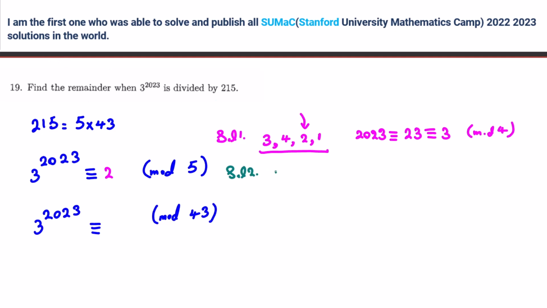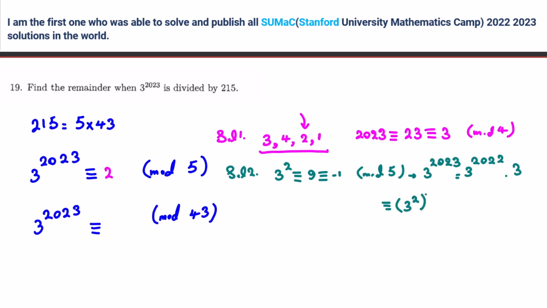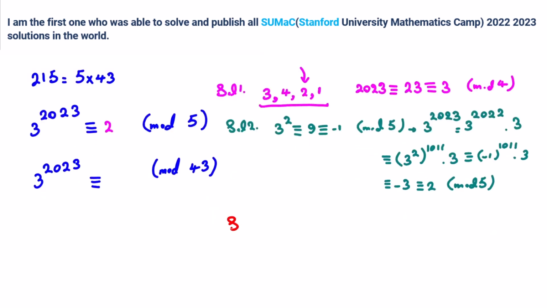Yeah. Solution 2. 3 squared is what? It is 9. We can write 9 is congruent to what mod 5? 4. Or -1. Yes, but -1 is better, right? Yeah. So 3 to the 2023 equals 3 to the 2022 times 3, which equals 3 squared to the 1011 times 3. So it is equivalent to -1 to the 1011 times 3, which is -3. -3 is 2 mod 5, right? Yeah.